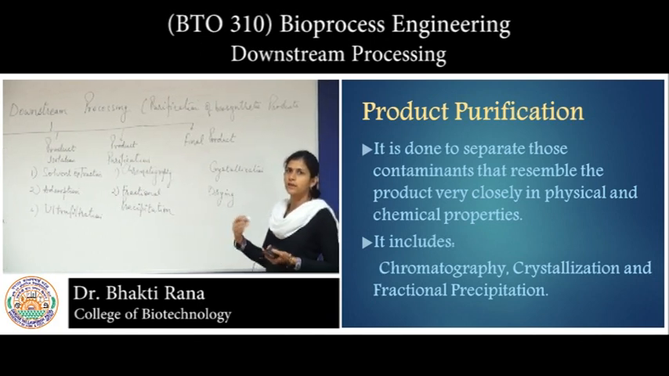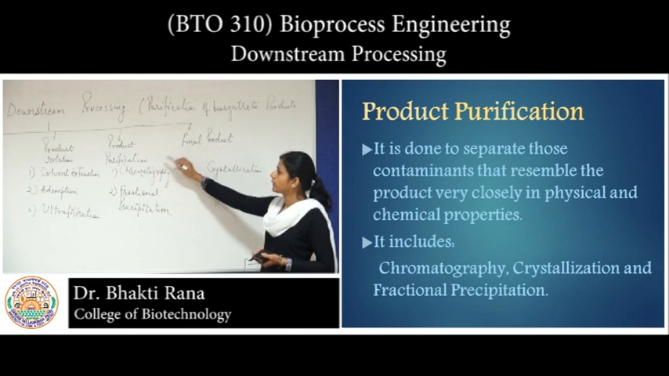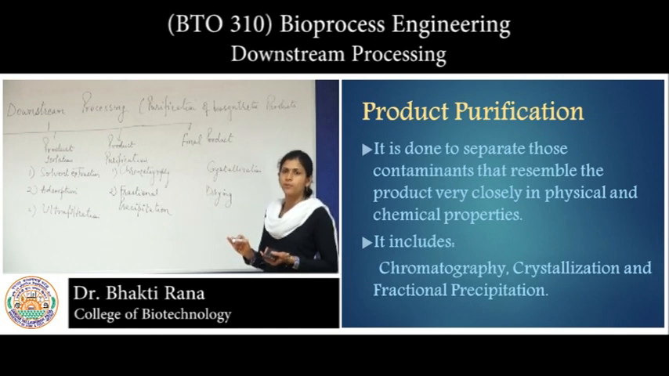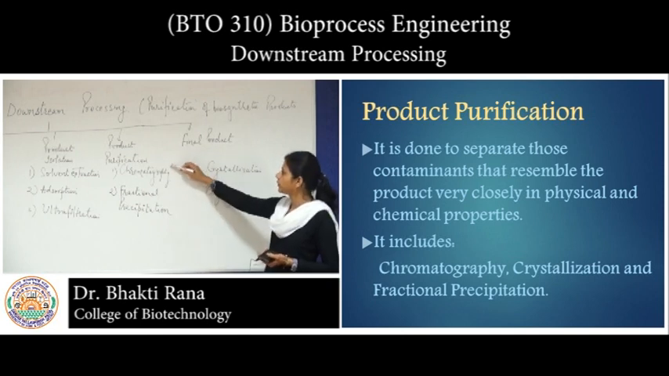First you will precipitate the other one. Product purification is mostly needed because some products have similar chemical properties and similar physical properties. So to obtain a particular product, you have to purify it.